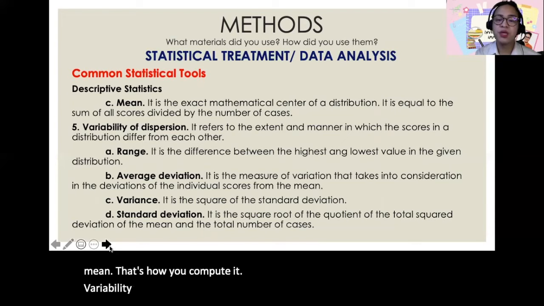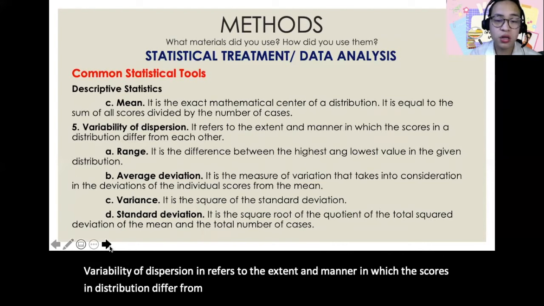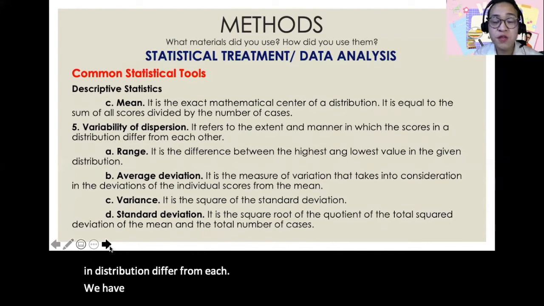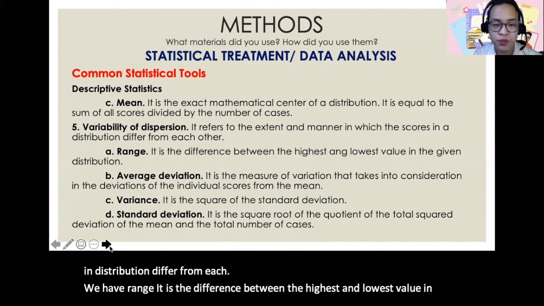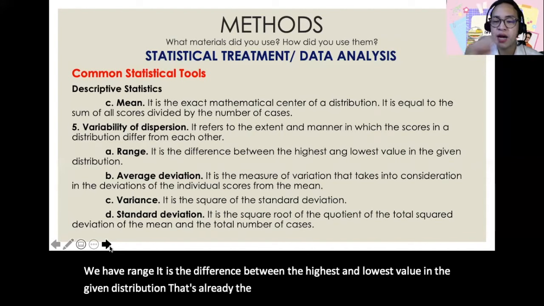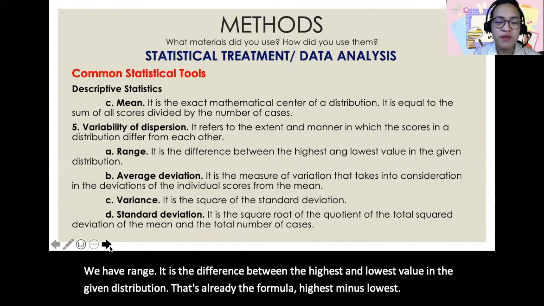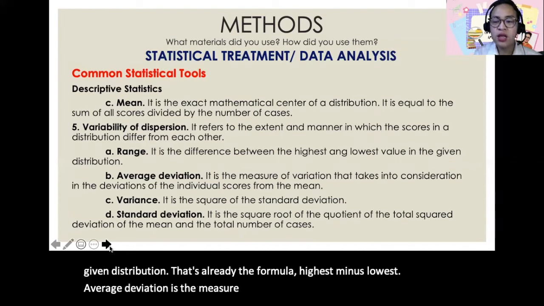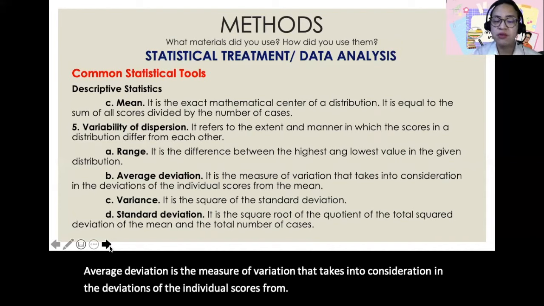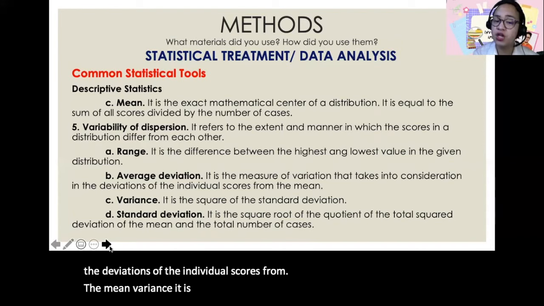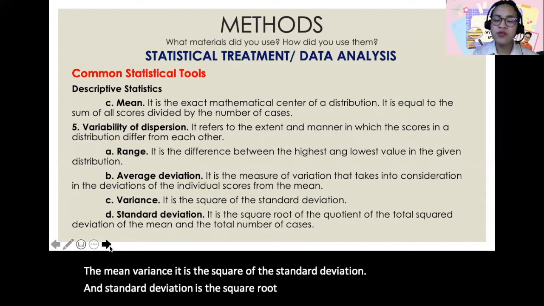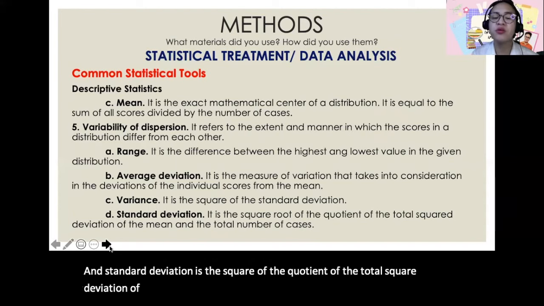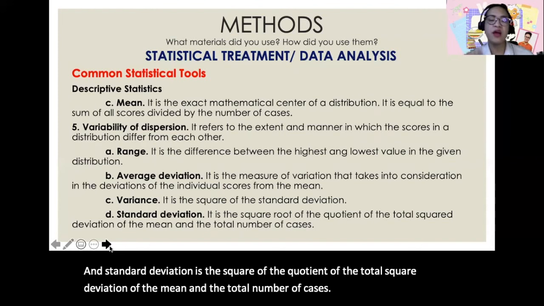Variability or dispersion. It refers to the extent and manner in which the scores in a distribution differ from each other. We have range. It is the difference between the highest and lowest value in the given distribution. So that's already the formula, highest minus lowest. Average deviation, it is the measure of variation that takes into consideration the deviations of the individual scores from the mean. Variance, it is the square of the standard deviation. And standard deviation, it is the square root of the quotient of the total square deviation of the mean and the total number of cases. So formulas were actually given.